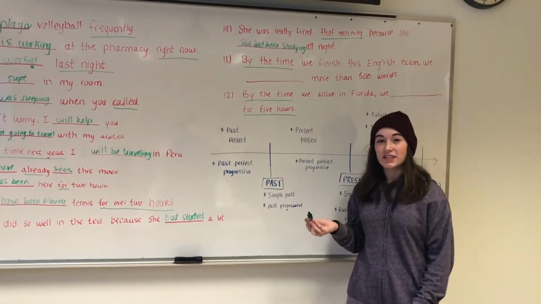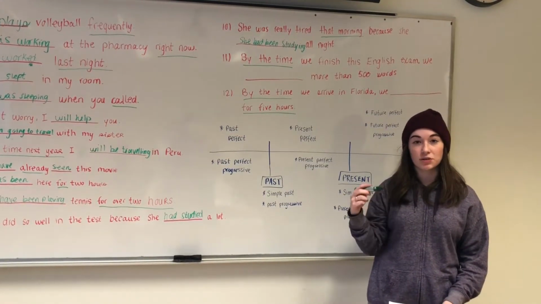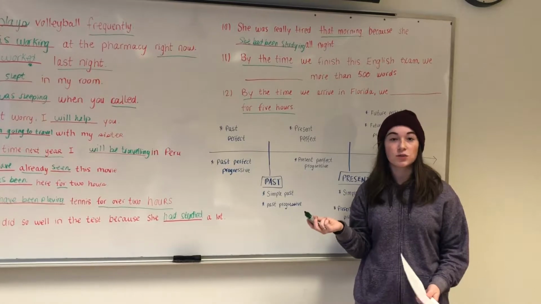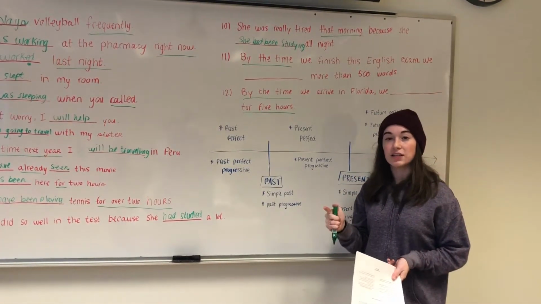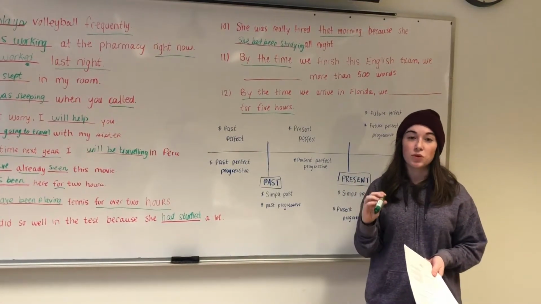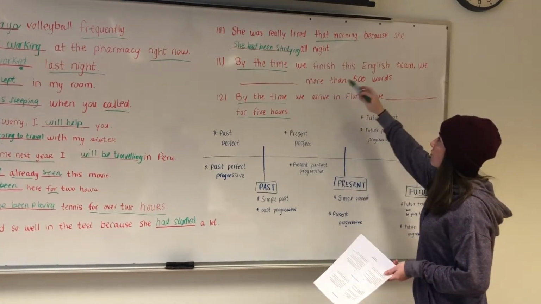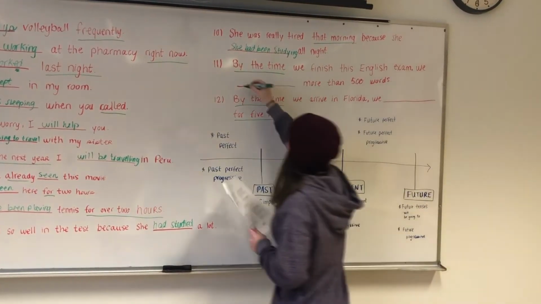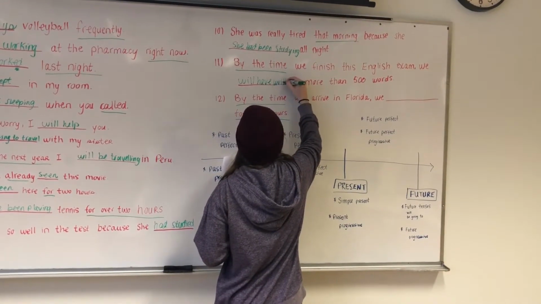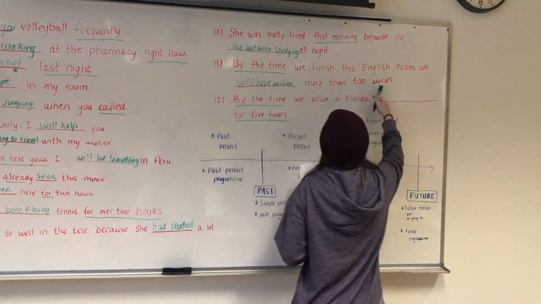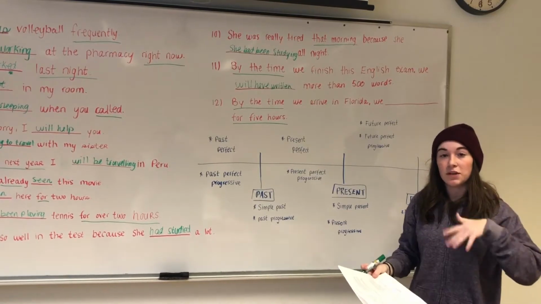For the future perfect tenses, you have the future perfect. We use it to indicate an action that will be finished by a particular time in the future. We can recognize it with keywords such as by the time, by then. In the affirmative sentence, the form is the subject plus will plus have plus the past participle of the verb. So here, by the time we finish this English exam, we will have written more than 500 words.